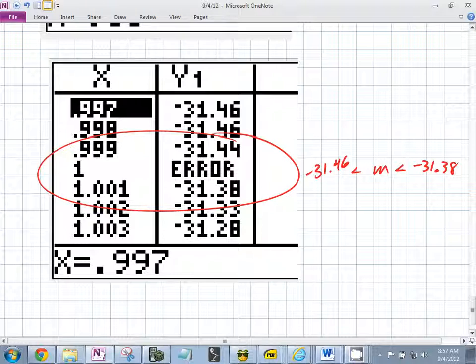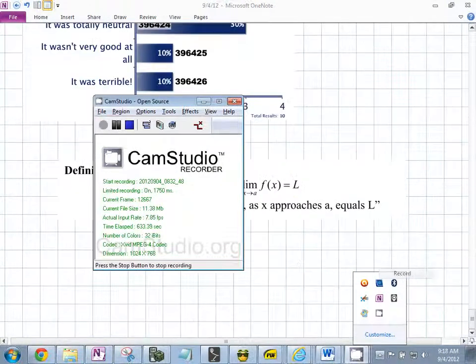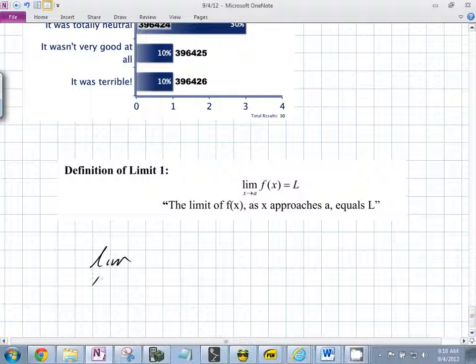Okay, let's pause for one second. If I said the limit as x approaches 7, how would you say that out loud? Can someone say that out loud for me?